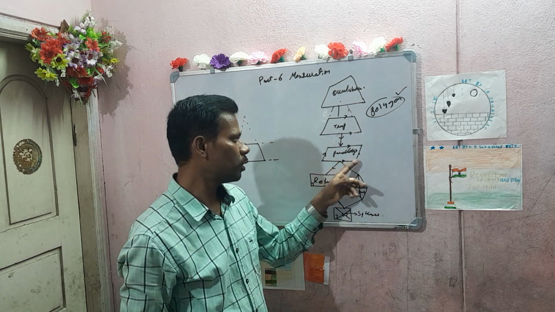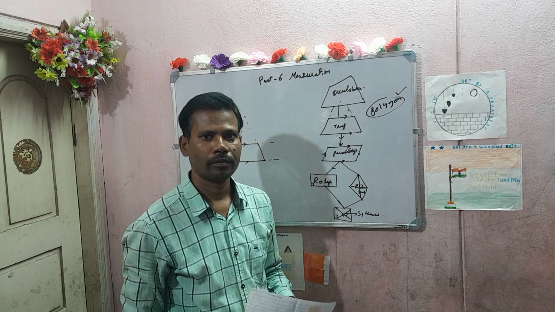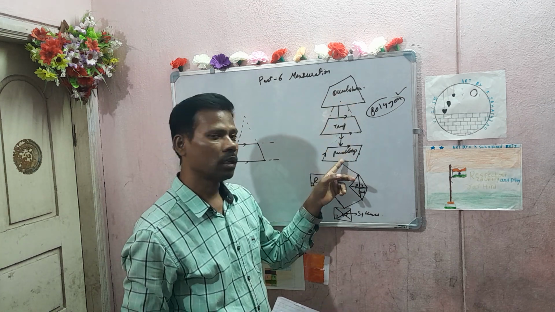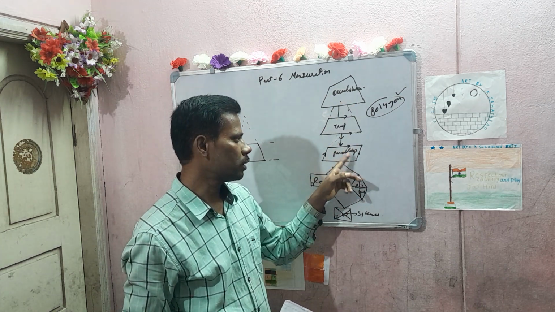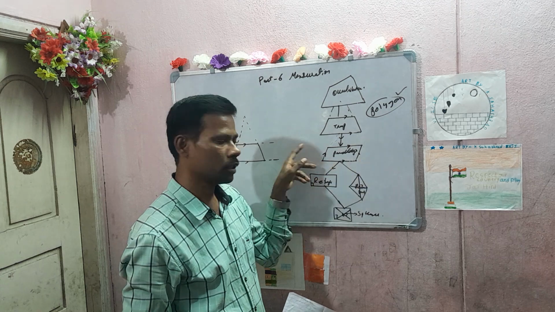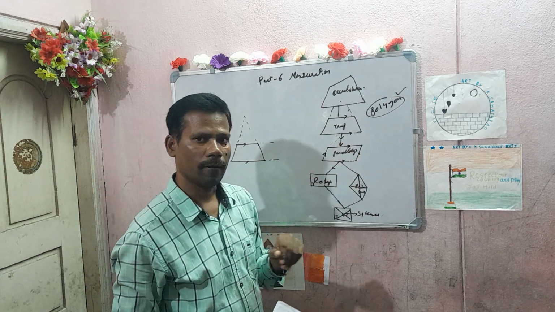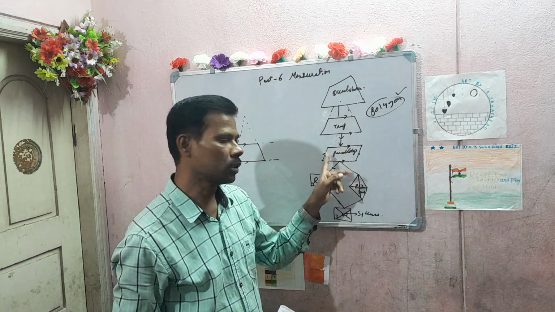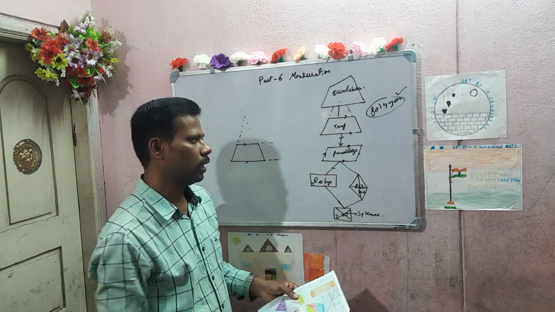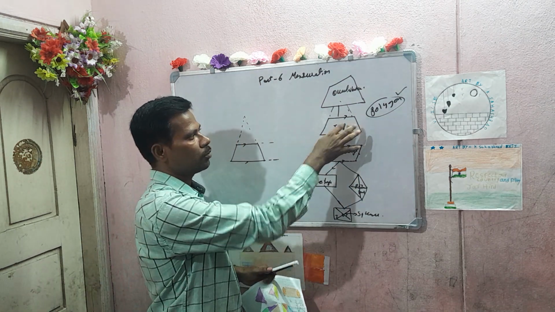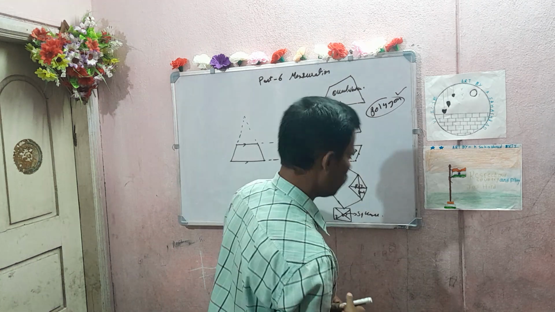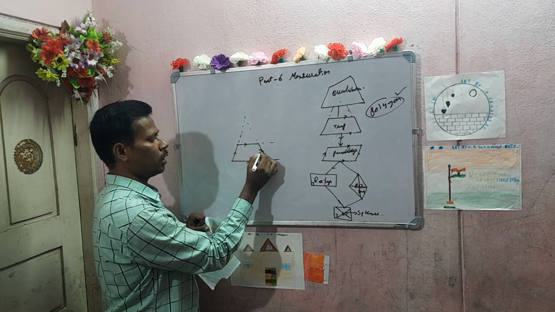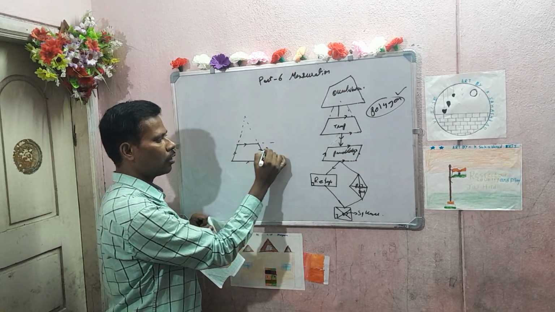Parallelogram means both pairs of opposite sides are parallel. A quadrilateral in which both pairs of opposite sides are parallel, they will never intersect, is called a parallelogram. And in a trapezium, these are the parallel sides, and these are called non-parallel sides.